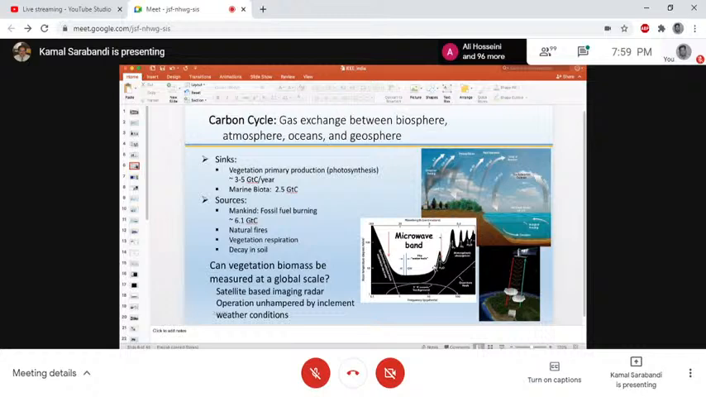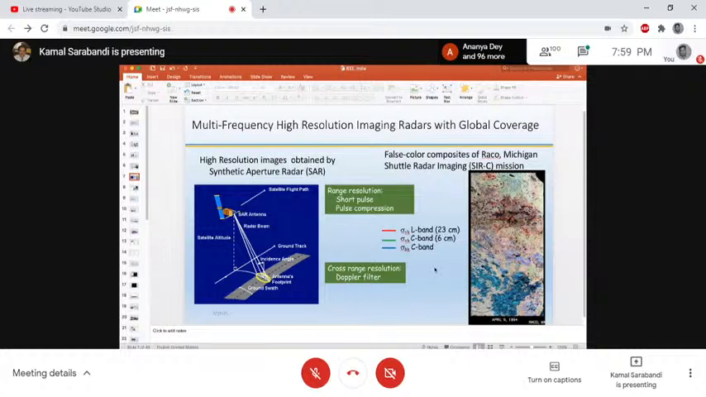But in order to get this type of information, we need to have a radar with very high resolution that can be as small as a few meters on the ground, but these images are taken from space at an altitude of, let's say, about 700 to 800 kilometers on a LEO orbit.